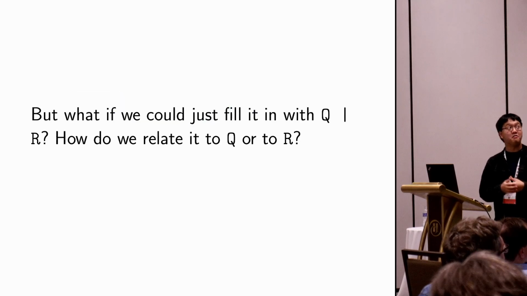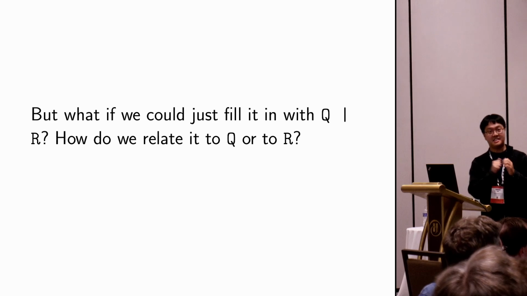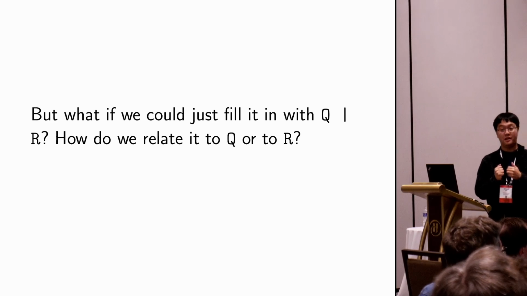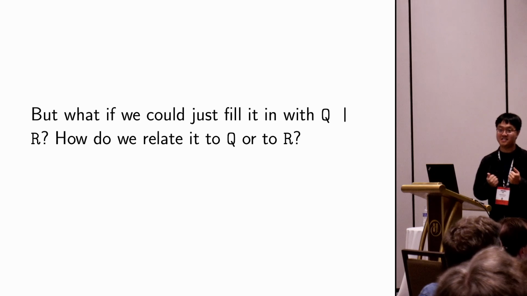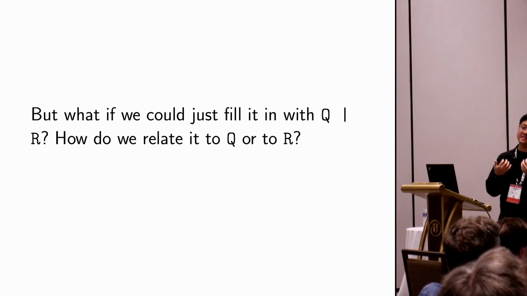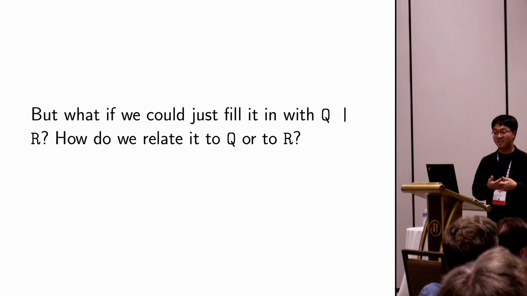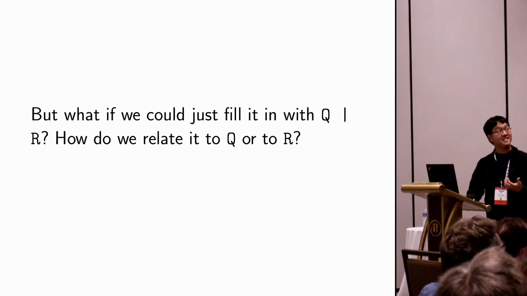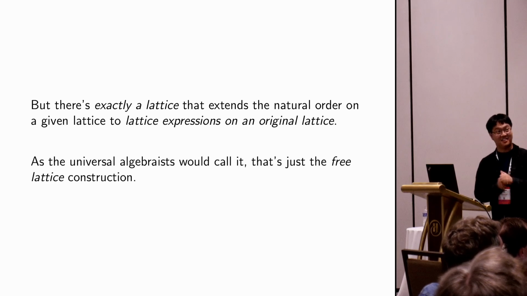Well, ideally, we want to write down the lattice expression Q join R, but that raises a whole bunch of questions, like how does this textual expression Q join R relate to either Q or R? Can we do this without losing the lattice structure that qualifiers give us, which gives us this nice subtyping property? And the answer is, well, yes, there luckily is.